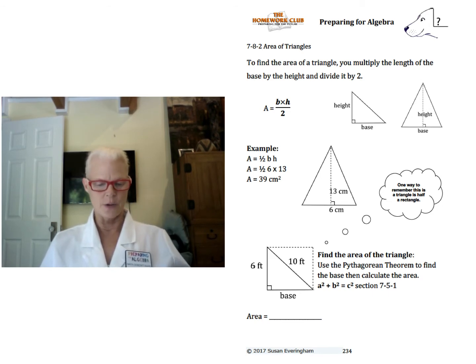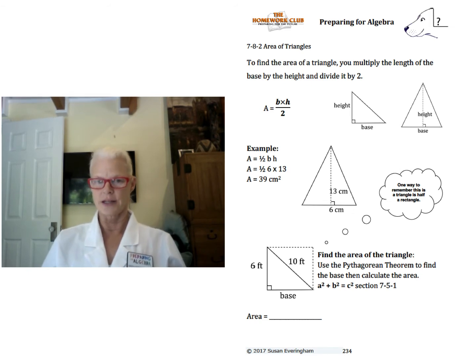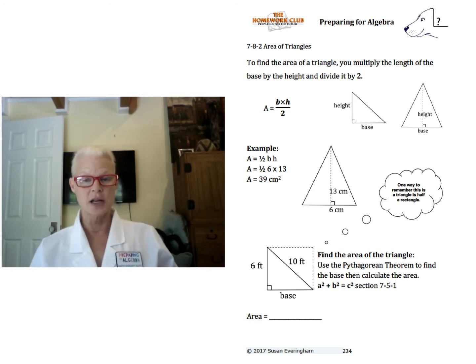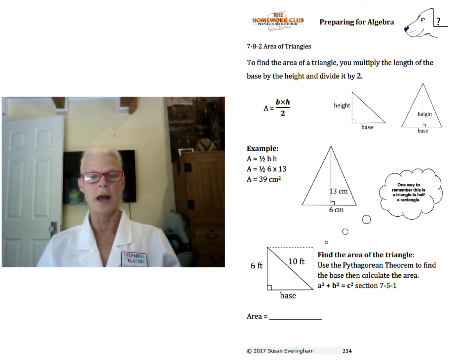And the other nice example at the bottom is to find the area of the triangle. You can use the Pythagorean Theorem to find the base, then calculate the area, which would be half the rectangle, right? So I'll let you work on that, and answers are in the back of the book. And the last page for this little video, we're going to do a couple more problems with finding the area of a triangle.